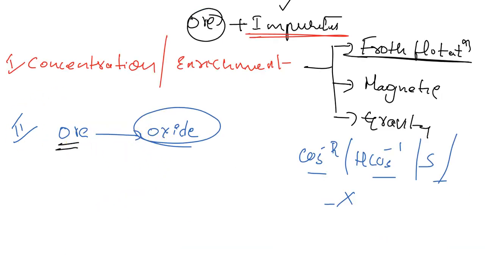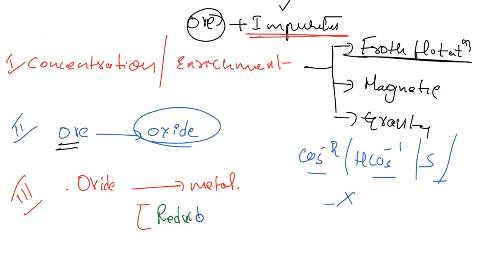We are done with second step. We are now moving on to step 3. I'm listing step 3 also here. You are now having this oxide ore. You have to convert this oxide ore into its metal form. That means you have to remove oxygen, and removal of oxygen is literally called as reduction. So this step is nothing but reduction.